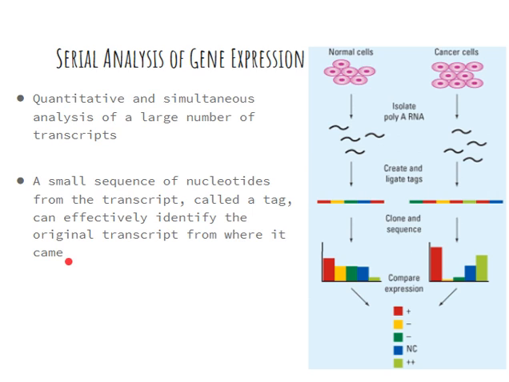Next is the SAGE or serial analysis of gene expression, which is a quantitative analysis of a large number of transcripts. Before the SAGE, RNA hybridization or expressed sequence tagging were the methods for studying gene expressions, but those are very time-consuming and limited in their uses. SAGE enables sequencing a large number of transcripts at the same time.